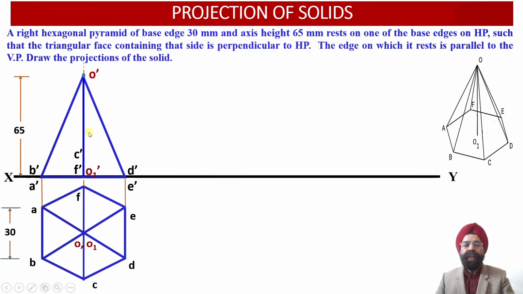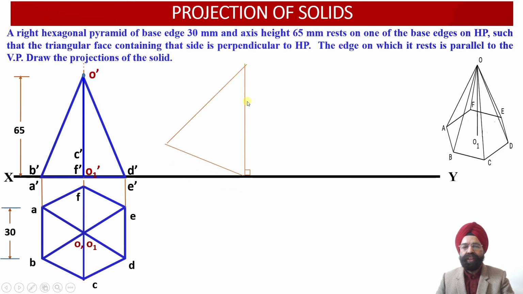So now into the new orientation we have to rotate, or transform, the elevation projections of this right hexagonal pyramid from the original elevation projections into the new orientation over here. To begin with, we know that this triangular face ODE, that is O dash D dash E dash, this edge view we have to rotate in such a way that it becomes perpendicular to the horizontal plane.